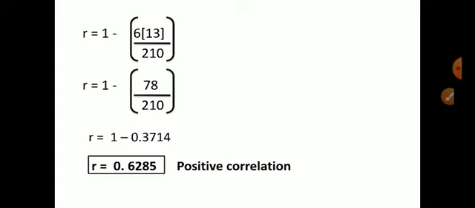The correlation coefficient R is 0.6285. Okay, what does that mean? It is a positive correlation. We are getting a positive correlation. Okay, fine. Then we'll be considering some problems, that is rank correlation without repeated ranks.